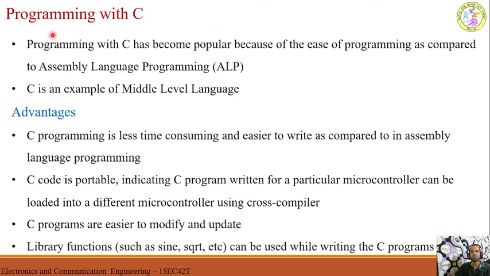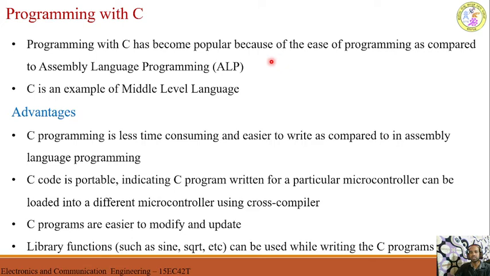Coming to programming with C, we know that it has become popular because of easy programming as compared to assembly level language programming. C is an example of a middle level language. In C programming, we use English-like sentences to write the program. Hence, it is easy for the developer who is going to write the program.